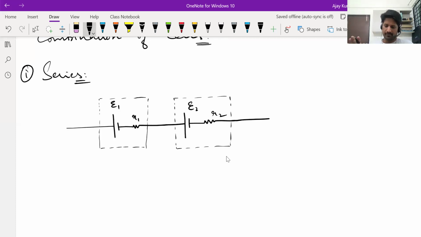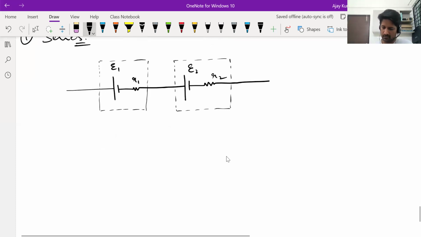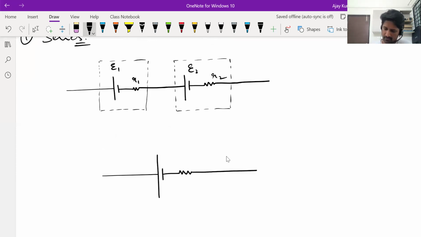Now this is a combination, right? What we want to do is replace this combination with a single cell, which will behave in the same manner as this combination would behave. We call its EMF the effective EMF. We call its resistance the effective internal resistance.